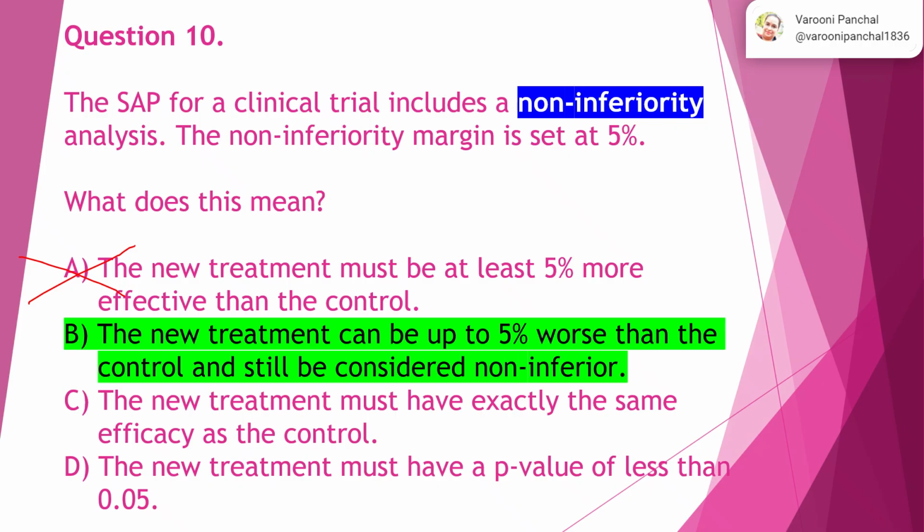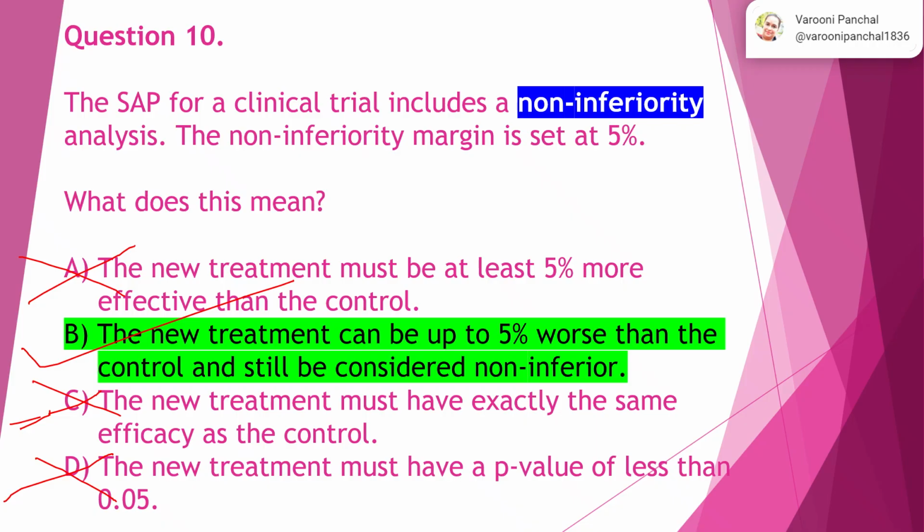Now, if the new treatment has the same efficacy as the control, then what is it that we are testing and checking? So this is not the right answer. Option D says the new treatment must have a p-value of less than 0.05. It may not be necessary. So this is not the right answer. It does not mean that the p-value is less than 0.05. So the correct answer is B, which says the new treatment can be up to 5% worse than the control and still be considered non-inferior.